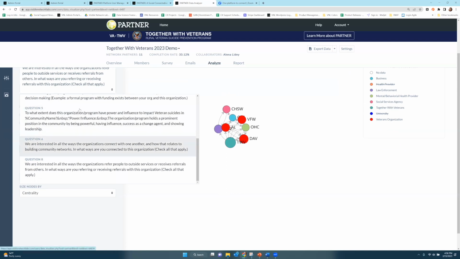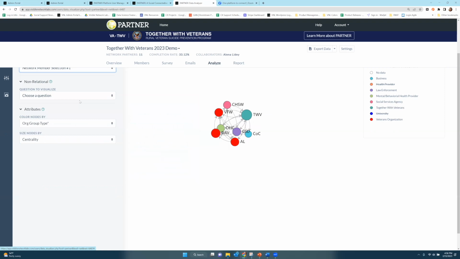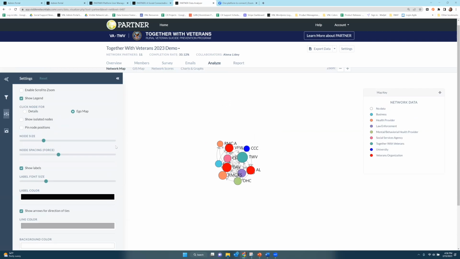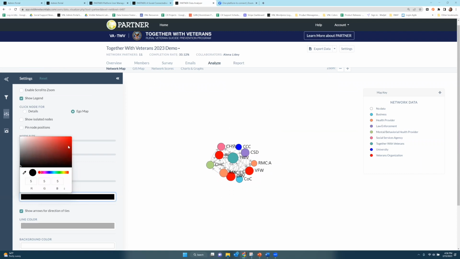And what I'm going to do is go back to showing all relationships for just one moment. And then I'm going to go into the settings area, because you can do a couple different things. You can change the font size for these labels. You can make them really big. You can make them really small. You can change the label colors. So if you wanted to make these red, you can. You can change all of those.